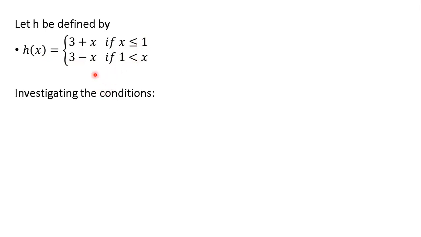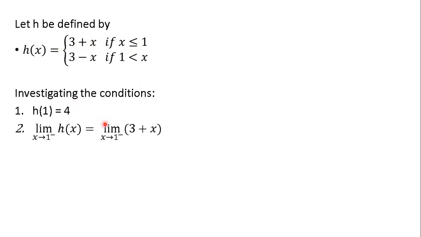Investigating the conditions, let's have the first condition. H of 1 is equal to 4 because as you substitute the value, that is 3 plus 1, and that's 4 when x is equal to 1, because it's less than or equal to 1. Again, if x is less than or equal to 1, we can substitute the x, 1, to the first piecewise function. That's 3 plus x. Therefore, 3 plus 1 is 4.